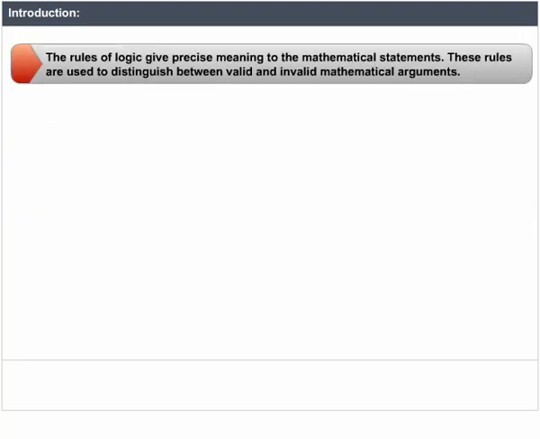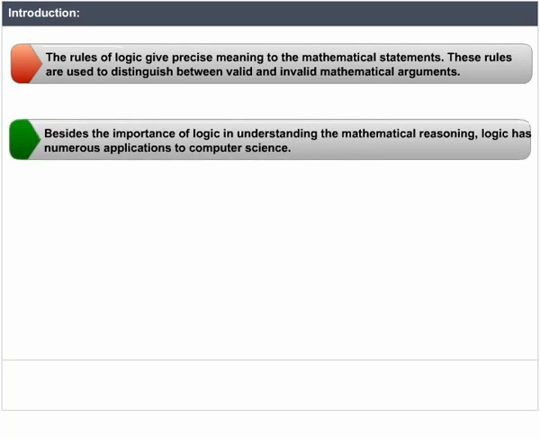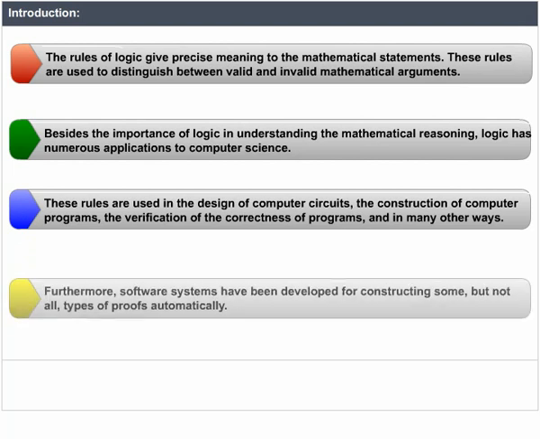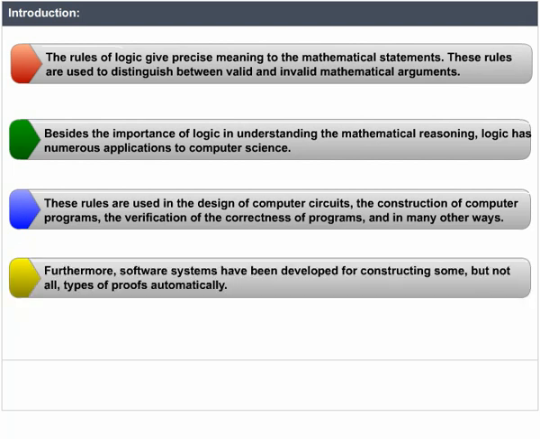The rules of logic give precise meaning to mathematical statements. These rules are used to distinguish between valid and invalid mathematical arguments. Besides the importance of logic in understanding mathematical reasoning, logic has numerous applications to computer science. These rules are used in the design of computer circuits, the construction of computer programs, the verification of the correctness of programs, and in many other ways. Furthermore, software systems have been developed for constructing some but not all types of proofs automatically.